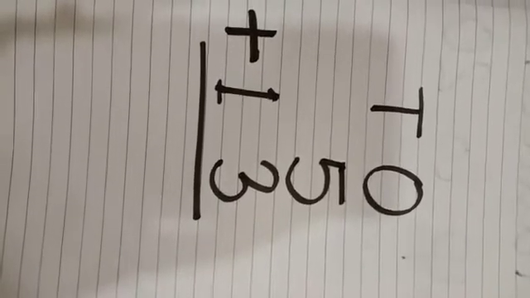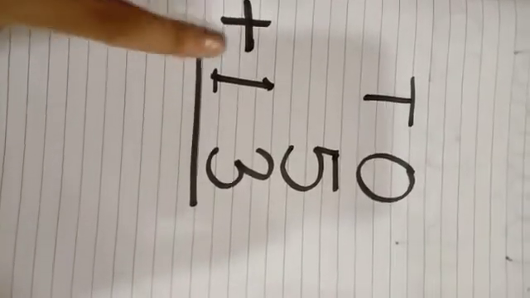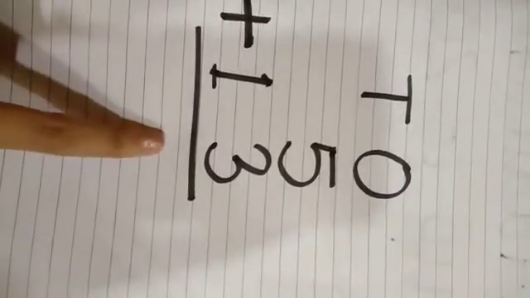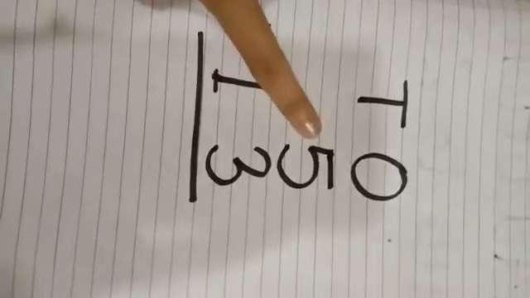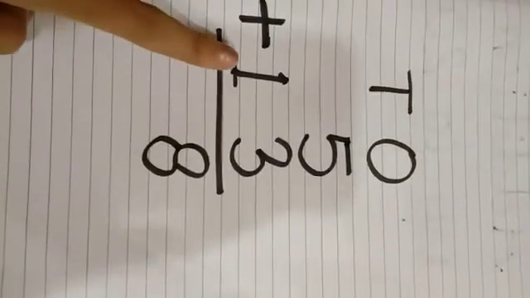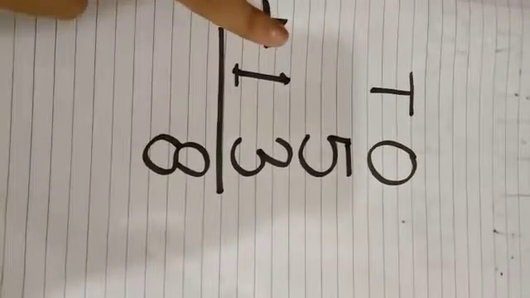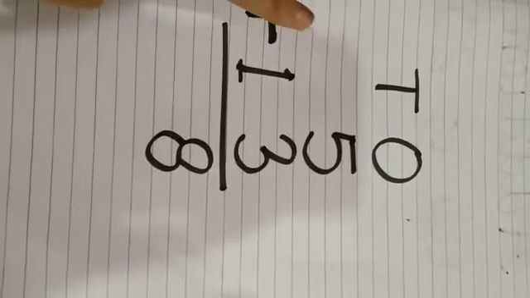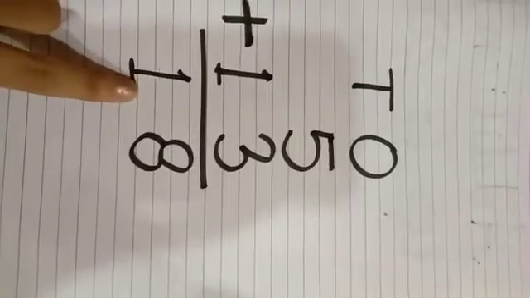If we take another example, here we have to add 13 and 5. Step 1 is add all the ones. So, if we add 5 and 3, it makes 8. And in the tens place, we have only 1. Hence, 13 plus 5 will make 18.